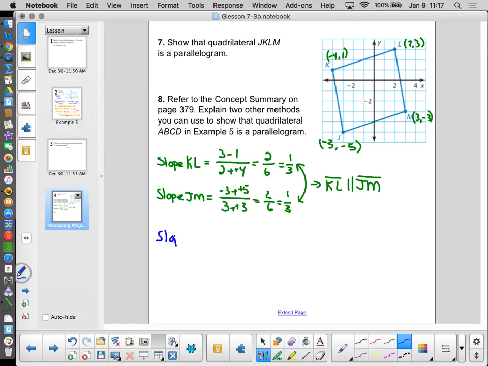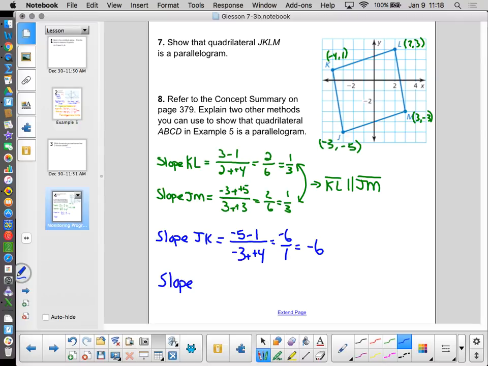Now I'm going to find the slope of JK. So that'd be negative 5 minus 1 over negative 3 minus negative 4. So negative 5 minus 1 is negative 6. Negative 3 plus positive 4 is 1. That slope is negative 6.